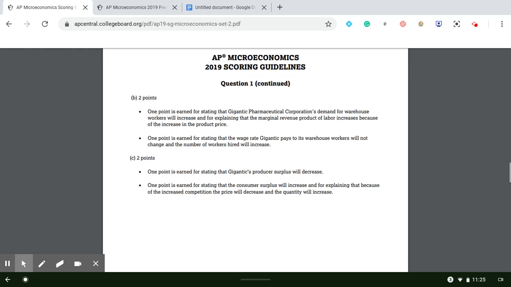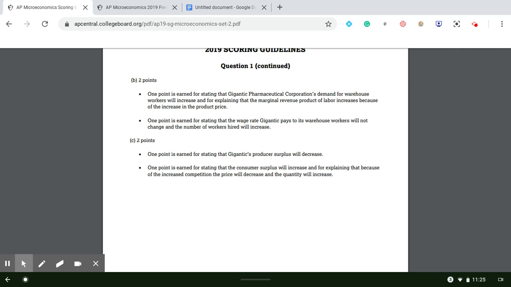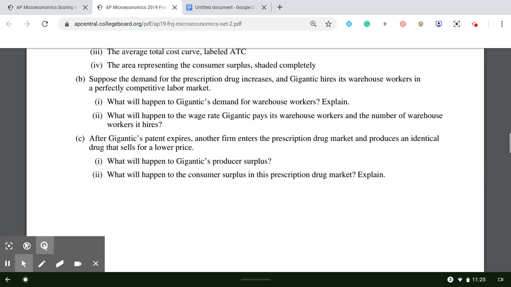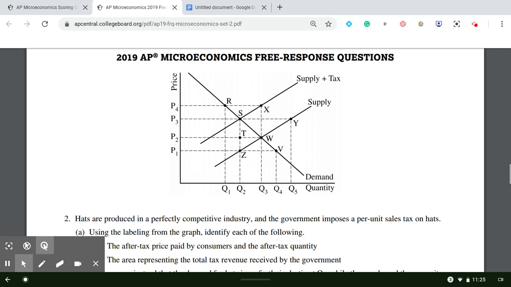We saw that graphically. A point is earned because producer surplus will decrease. Okay, we talked about that intuitively, and for saying that the consumer surplus will increase, and for explaining that because of the increased competition, the price will decrease and the quantity will increase. Yes, so we saw that graphically, and we'd have to explain that. Okay, all right, perfect. Let's move on to number 2.